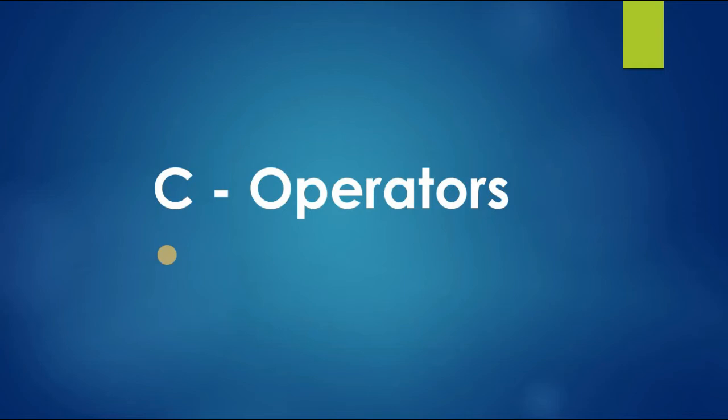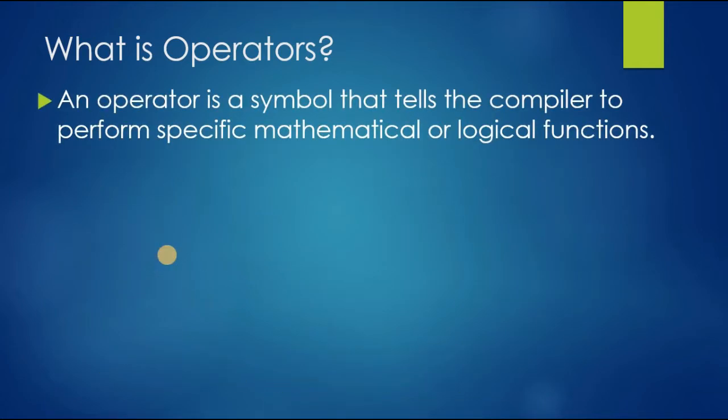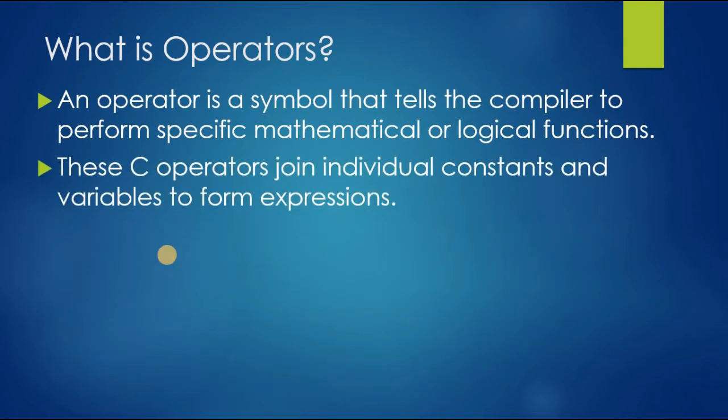Our topic is C operators. First we will see what operators are. Operators are used to perform operations. An operator is a symbol that tells the compiler to perform specific mathematical or logical functions. These C operators join individual constants and variables to form expressions. That means while writing an expression, variables and constants can be connected by using these operators.